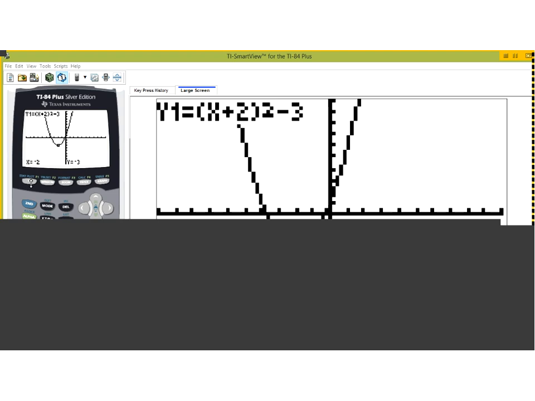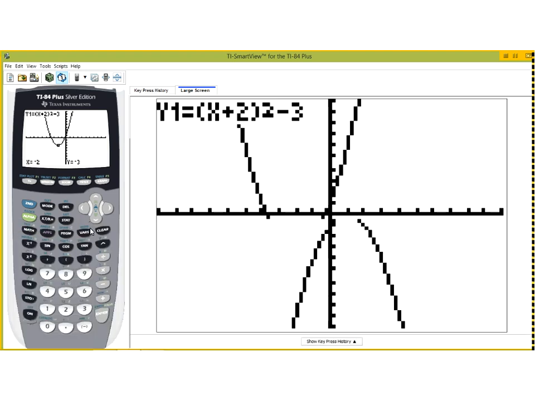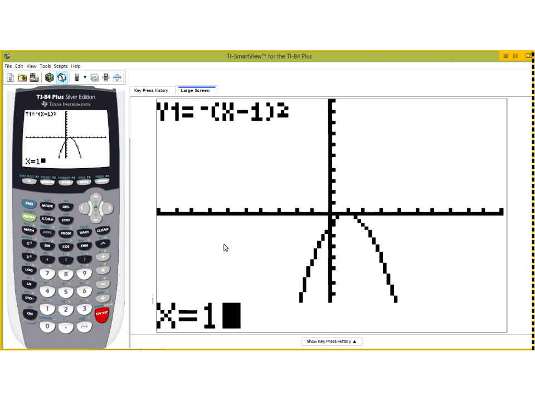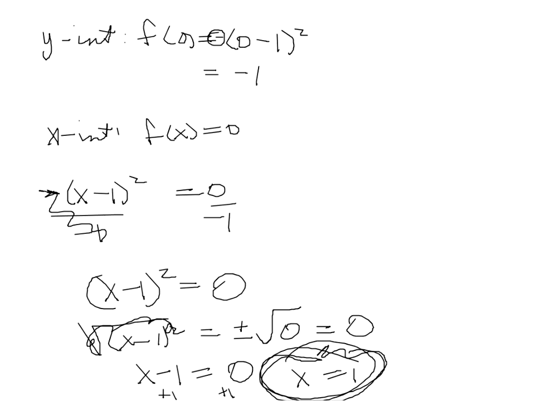Okay, I should verify with my calculator. Remember to use the negative sign as opposed to minus, so negative x minus 1 squared. There we go. It opens down, and it looks like it touches there, so let me hit trace. X is 0, y is minus 1, that matches my y-intercept that I found. I get x equals 1, y equals 0, and that's my vertex. And so there wasn't much to do for that one.